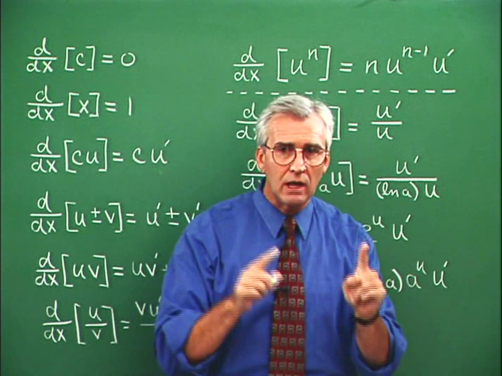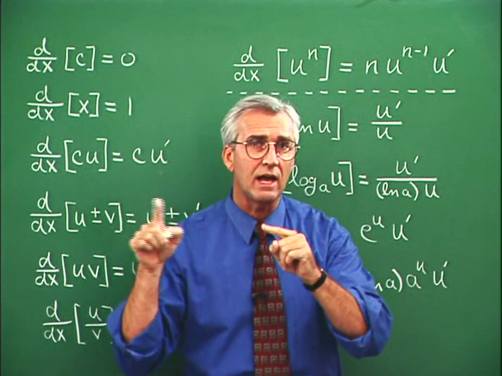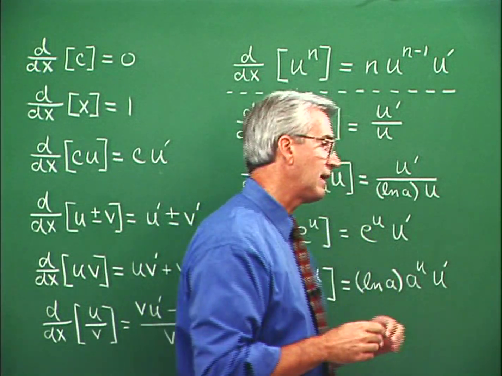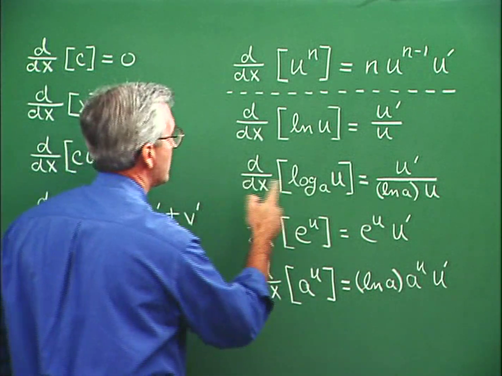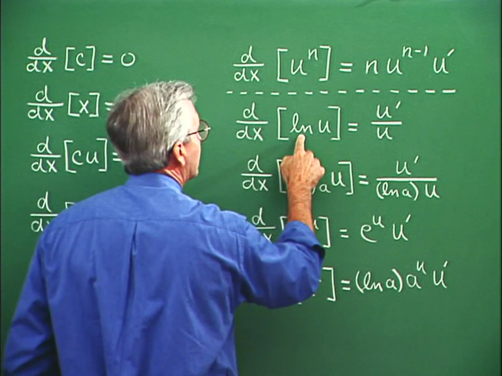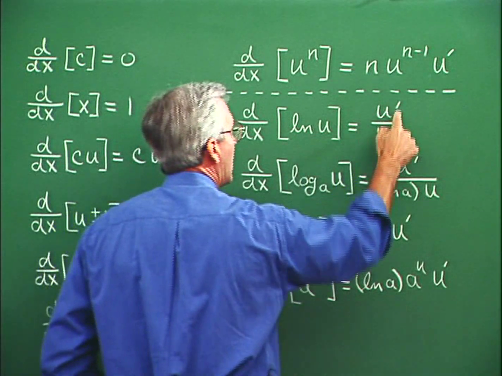Is the variable as the base of the exponent, or is it in the exponent, you see? And that kind of thing. So at any rate, then we talked about logarithms just a moment ago. For the natural log of u, it's u prime over u.